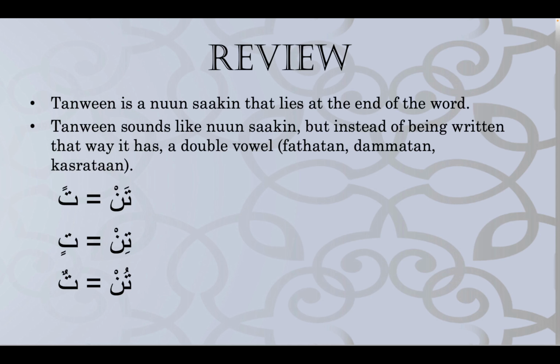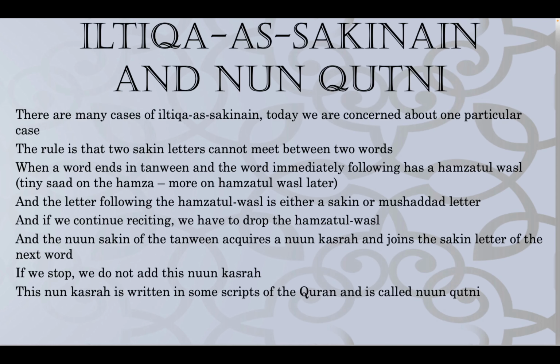The 3 examples that you see on your screen right now are: ta fatha noon sukoon is equal to ta fathatan, or tan is equal to tan. They're the same. Ta kasra noon sukoon, tin, and ta kasratan, tin, are equivalent. Ta dhamma noon sukoon, tun, and ta dammatan, tun, are equivalent to each other. We have to keep this in the back of our head. It's part of your review, in order to understand the rule, which is Iltiqa-as-Sakinain and Nuun.